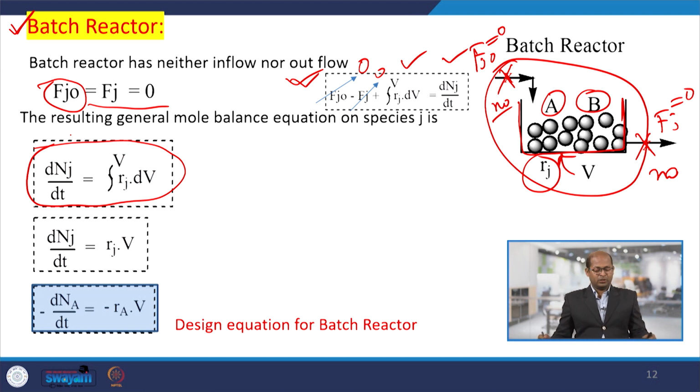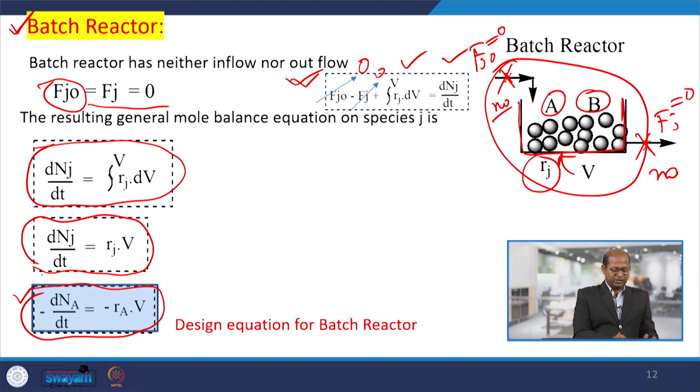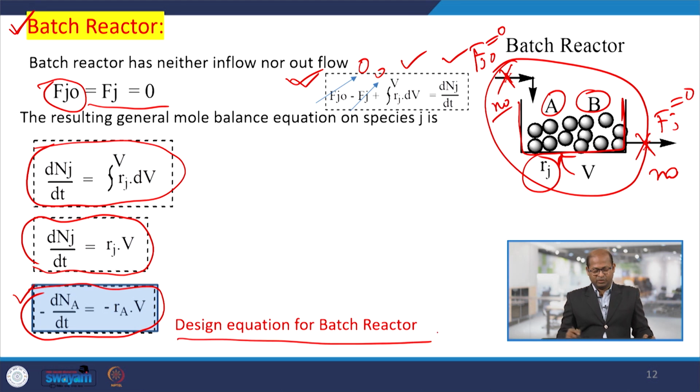Okay. Now for species or component J, d n j by dt equals R j into V. For component A also we can write this: this is the design equation for the batch reactor, minus d n A by dt equals minus R A into the total system volume. This way we can express the design equations.